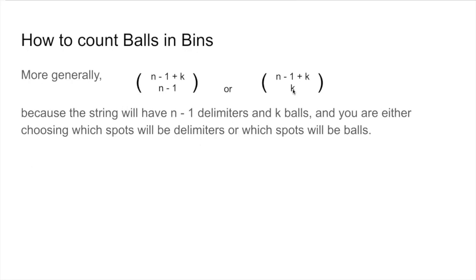So this is why the number of ways you can select k from n objects with replacement, with distinguishability, and without order mattering is n minus 1 plus k, choose n minus 1, or n minus 1 plus k, choose k.